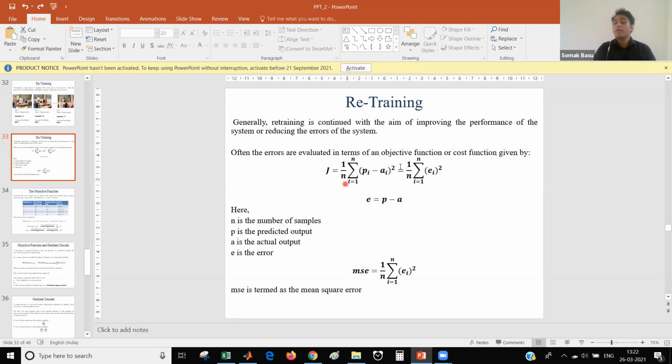Generally, the mean square error is called the objective function or the cost function. As we keep training a machine learning model, the cost function or the objective function keeps decreasing and the accuracy keeps increasing. So this is something important. As we keep training a machine learning model, the function can be considered to be the mean square error.